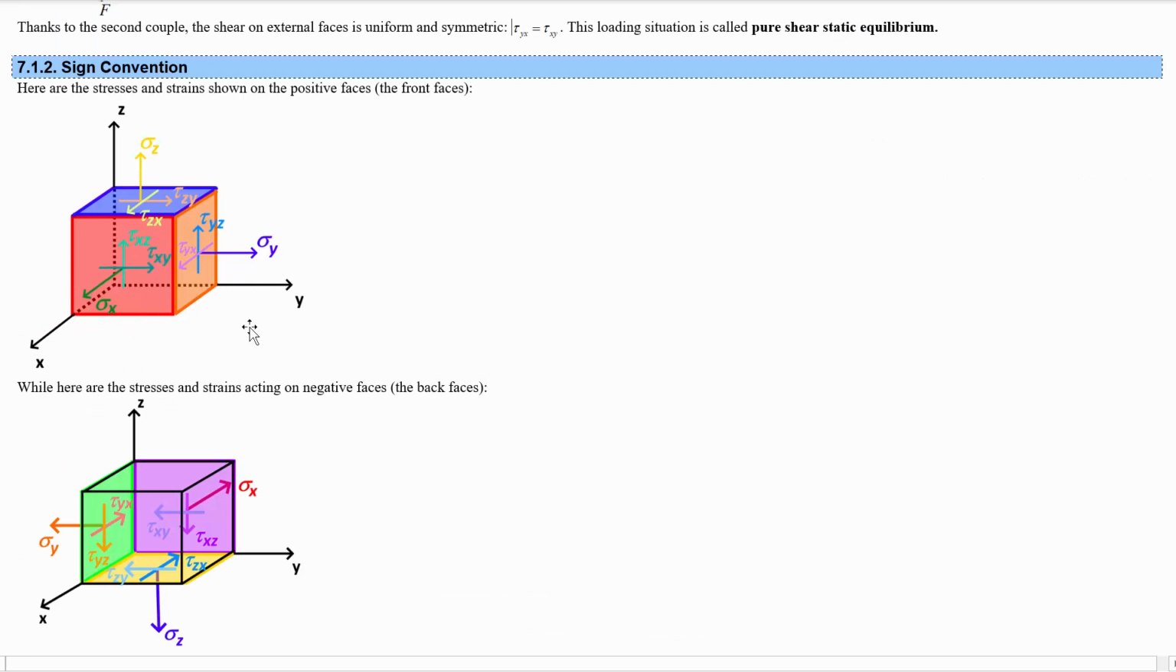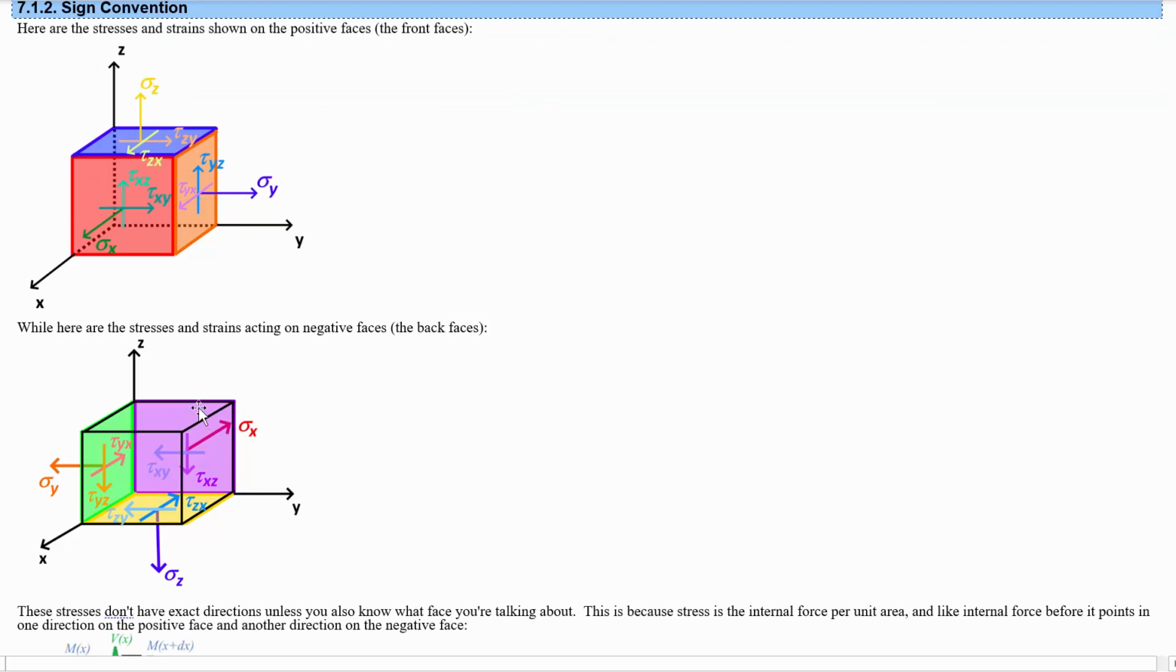Okay, let's talk about sign convention a bit. We've been mentioning that tau yx is the stress on the y face in the x direction. So this is on the positive y face in the positive x direction, and that happens to be equal to the stress, if the stress is uniform. Tau yx also represents the stress on the negative y face in the negative x direction, right? You can see that here shown on the negative y face.